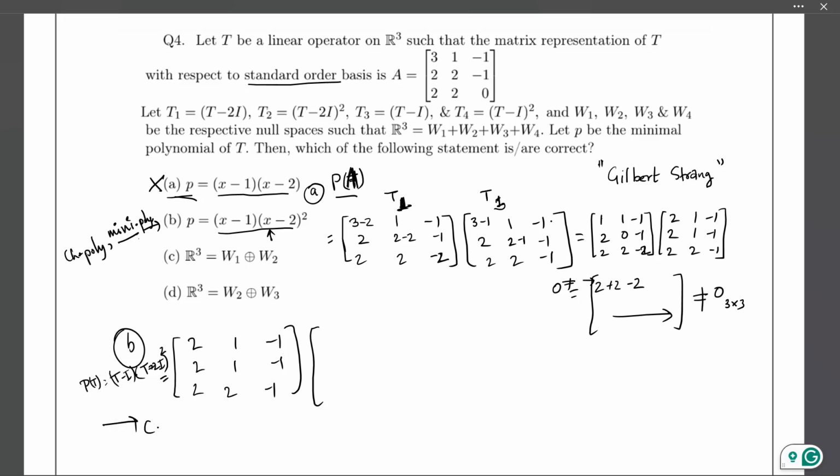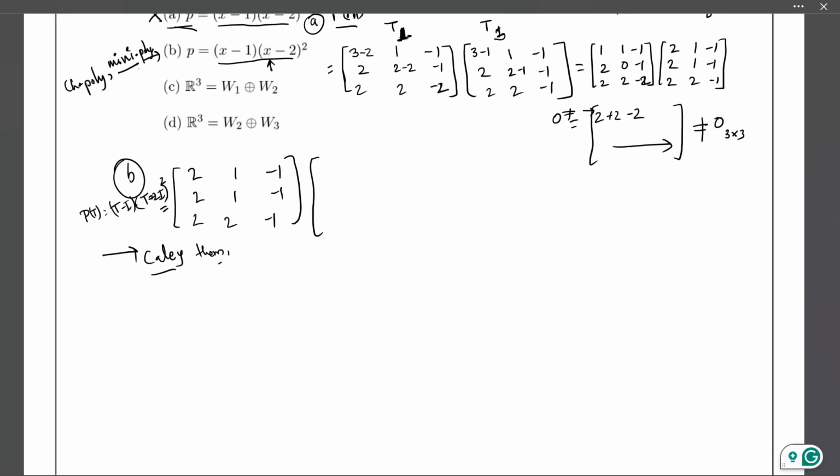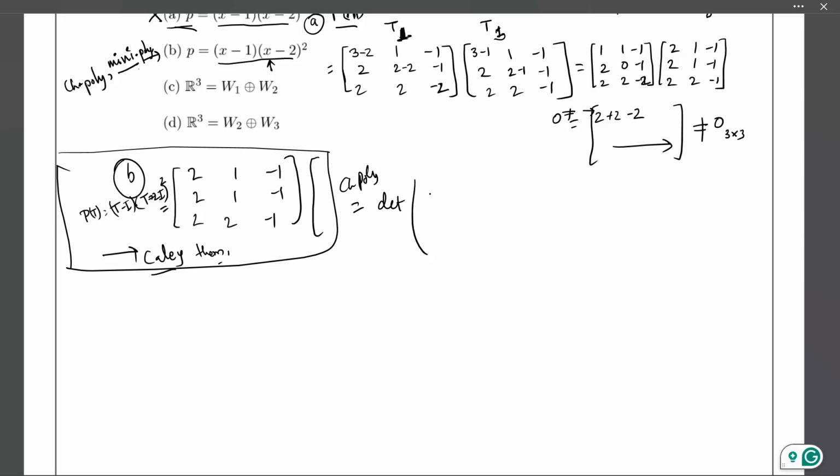I'm just verifying the Cayley-Hamilton theorem. This says that a matrix satisfies its characteristic polynomial. So you can directly calculate the characteristic polynomial if you wish. I think this matrix multiplication will be long, so let's calculate the characteristic polynomial itself. Why waste time here? The determinant of this is your characteristic polynomial: the determinant of 3 minus x, 1, minus 1, 2, 2 minus x, minus 1, 2, 2, 0 minus x, which means minus x only.